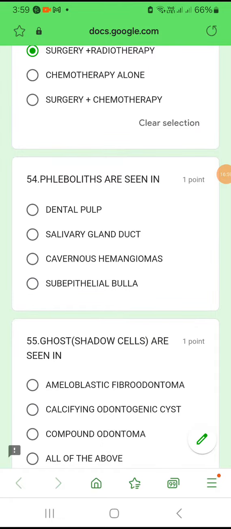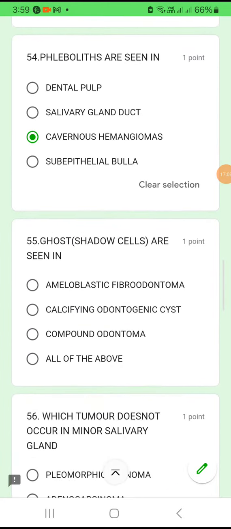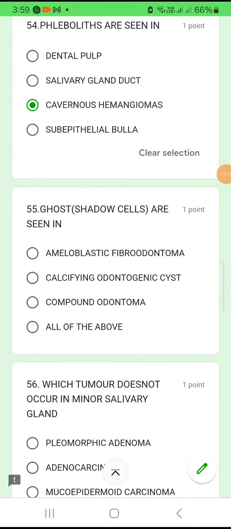Phleboliths are seen in dental pulp or salivary duct or cavernous hemangiomas or subepithelial bullas. Phleboliths are mainly seen in cavernous hemangiomas. Option C. Question number 55.